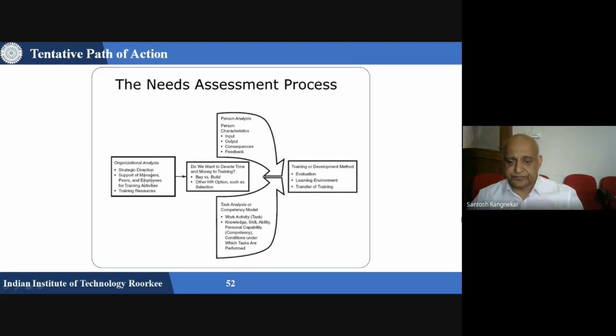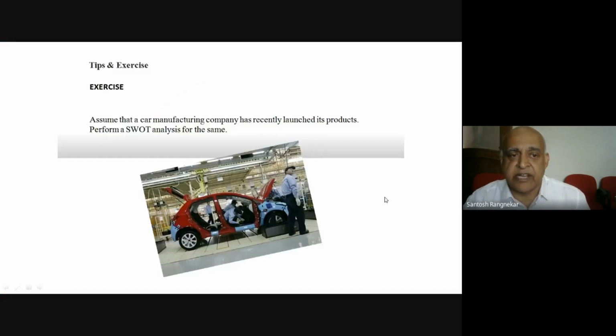So therefore, here it becomes important to do person analysis and task analysis. Person analysis covers input, output, consequences, and feedback: how the person is working in this organization, and whether he will be able to fulfill the needs we want to fulfill or not. Task analysis or the competency model covers which tasks are performed, how these tasks are performed, knowledge, skills, ability, and personal capabilities. Ultimately, it will give the training or development method, where evaluation, learning environment, and transfer of training are required.